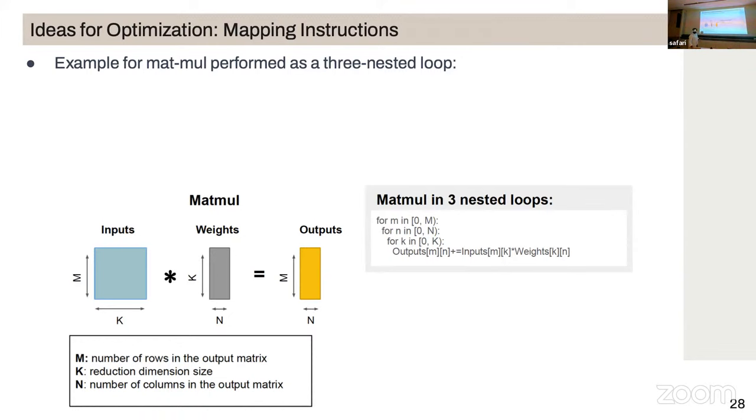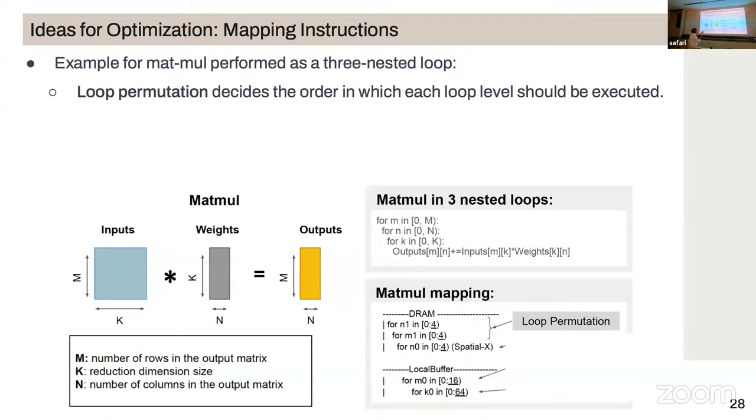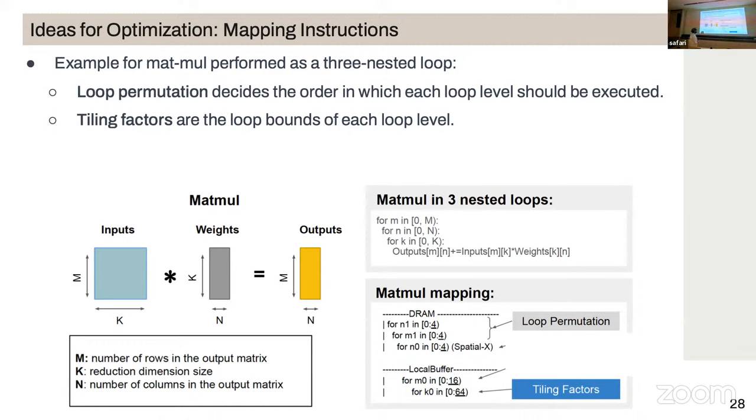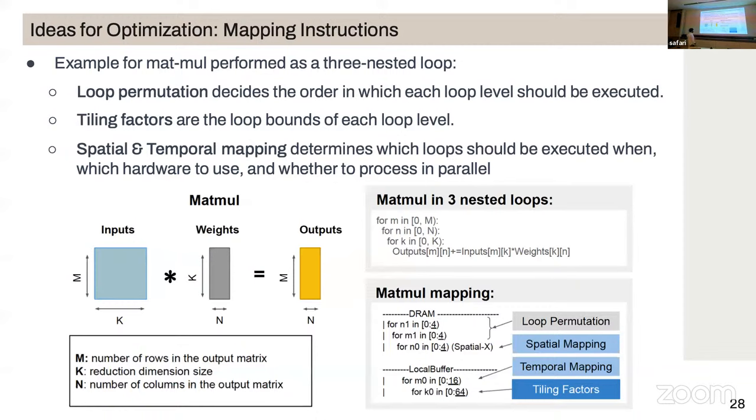But there is room for some variability here, because nobody says that you have to perform the loops in said order. So you could swap out the order of the loops. You could do loop permutation. Another thing you could do is switch up the tiling factors. That means you don't have to execute a loop to finish before you start another loop. So you can end the loop prematurely and come back to it later. Those are tiling factors. And then finally, where do we want to perform the operation on hardware and when? That's the spatial and temporal mapping. So you could do operations in parallel or you could do them in sequence. All of those can result in a valid mapping, but some of them may be way more efficient than others.